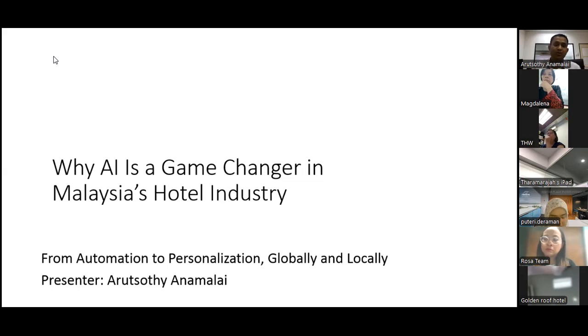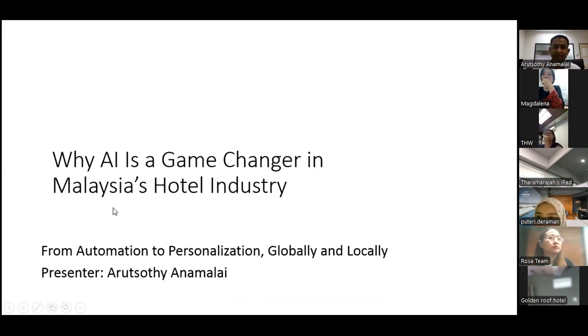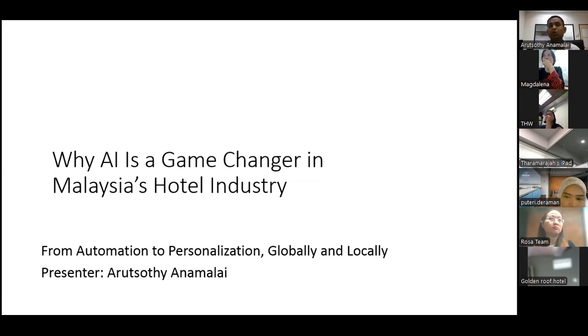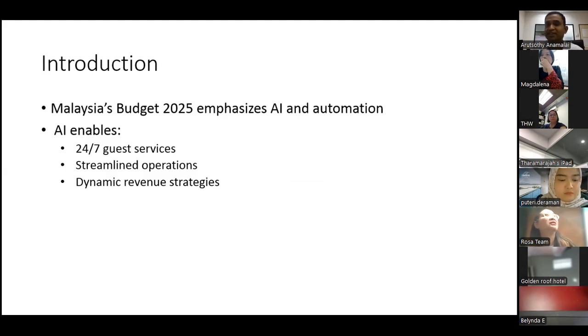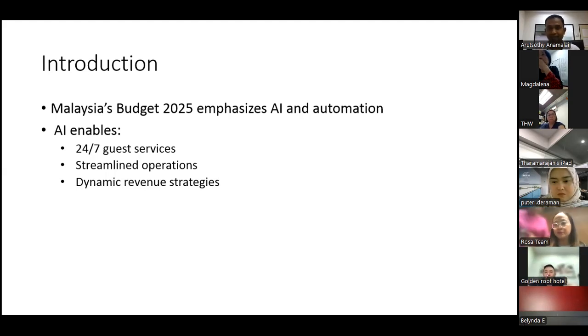Okay, so now let me see what type of AI things are going to be impacting the hotel industry. From here, we can call this AI for the hotel industry, in terms of automation to personalization. Okay, from here, we already know that the Malaysian Budget 2025 emphasizes AI and automation. When we talk about automation and AI, I start with the Malaysian budget because various opportunities are available in terms of AI implementations and task automations backed by AI.